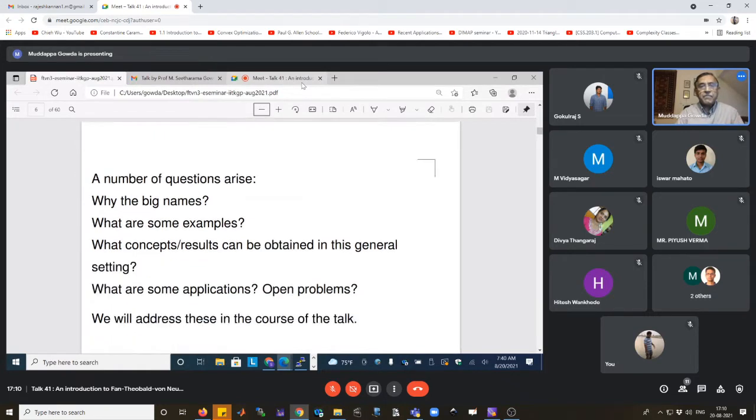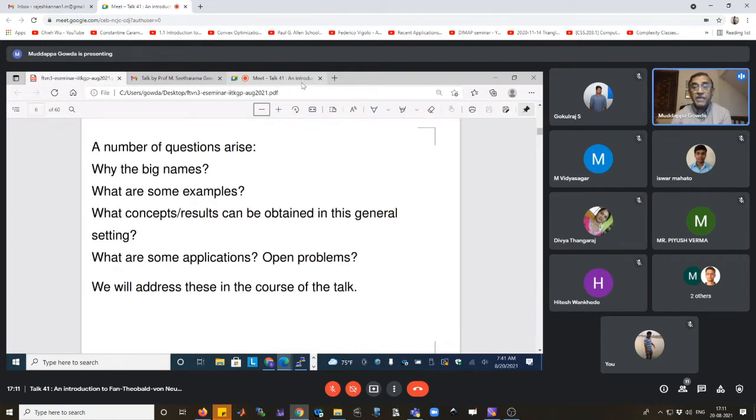So a number of questions arise. Why are we using the big names? What are some examples? Are the examples relevant? Are the examples useful? What concepts and results can be obtained in this general setting? What are some applications? What are some open problems? I mean, without open problems, the theory is almost dead. So you need to come up with new problems to solve. We are going to address some of these in the course of our talk. And a lot more will not be covered, as you will see.